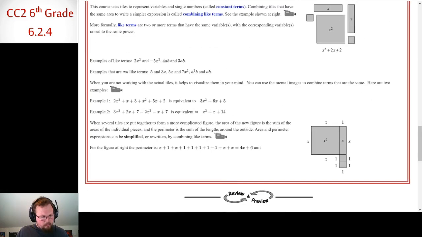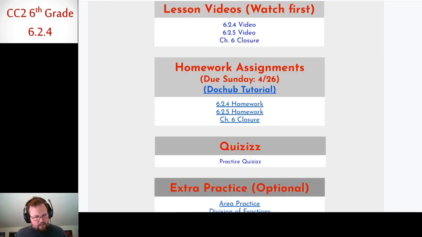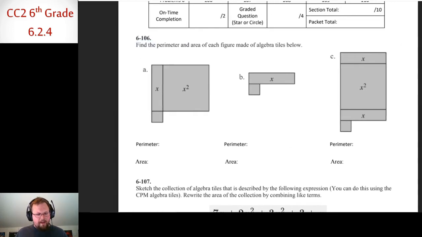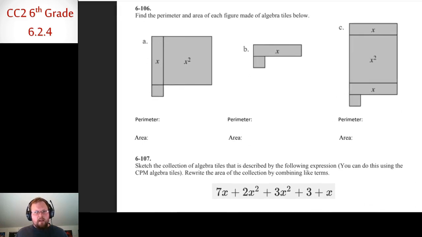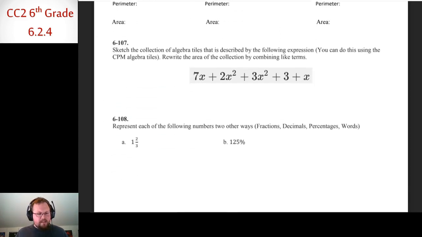I will jump into a couple of homework questions on this. On each of these, you're going to do both perimeter and area of these. Let me open up the actual assignment so that I can show you what this looks like. So you're going to do both perimeter and area of these shapes. Again, in part B, you're going to have another situation where you have a bottom segment here that is x minus 1 on the tile. 6-107 is combining like terms. You do not have to sketch these if you're submitting it digitally. Just tell me how many x squareds, etc. there are.